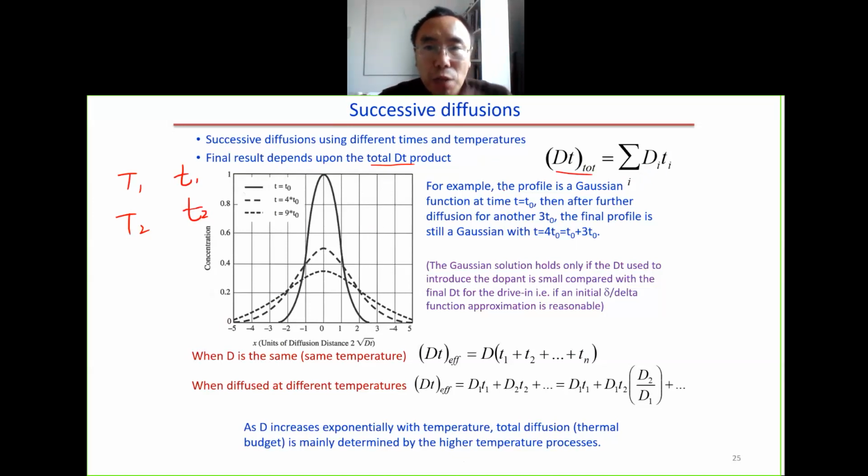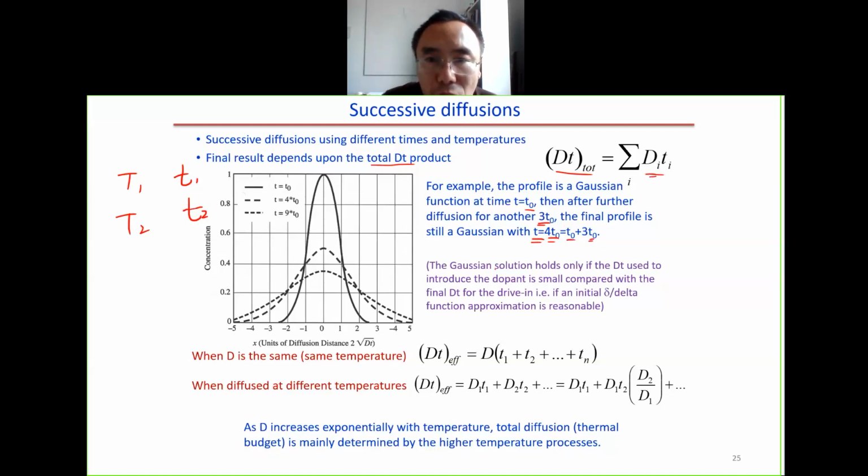For example, the profile is the Gaussian function at time t equal to t0. So this one is Gaussian. Then after further diffusion for another 3t0, the final profile is still Gaussian, which is the total t value equal to 4 times t0. This makes sense because we have the same sample just diffused for a longer time. So this 4t0 equals t0 plus 3t0, as you see here.